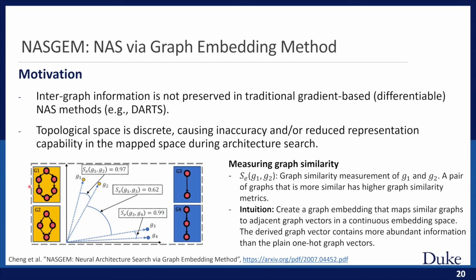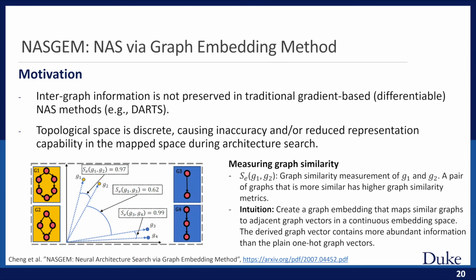We adopt a graph similarity measurement over here, and it can quantitatively measure the similarity between two different graphs. Visually, as you can see, these two graphs have a higher similarity, but for these two the similarity is much lower, right? So the derived graph vectors contain more abundant information than a plain one-hot graph vector, and therefore we can use it as a better feature vector for gradient-based neural architecture search.